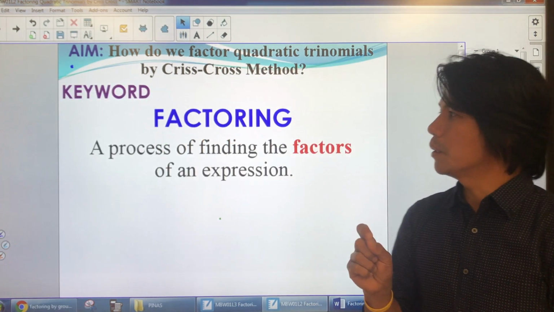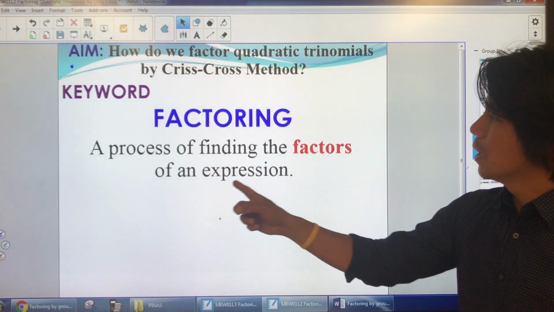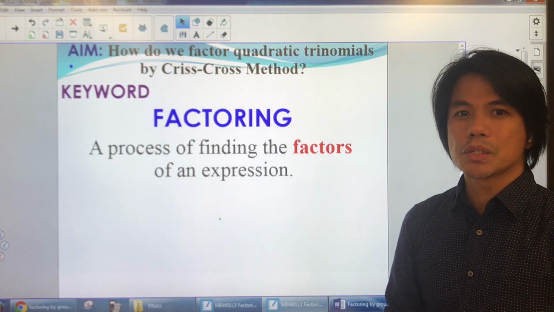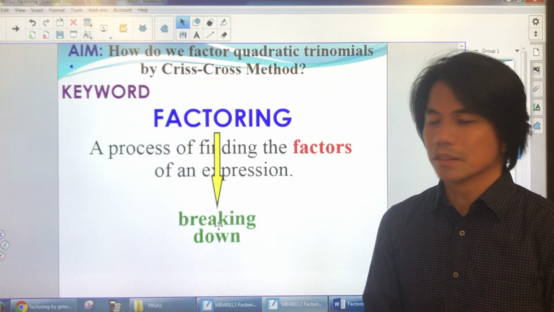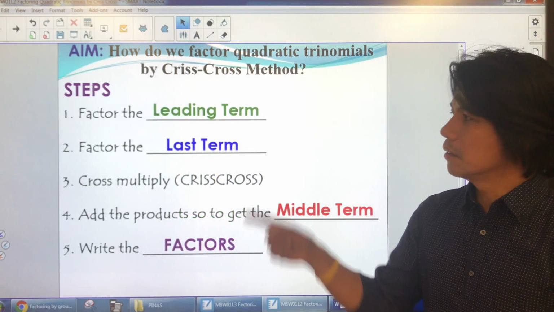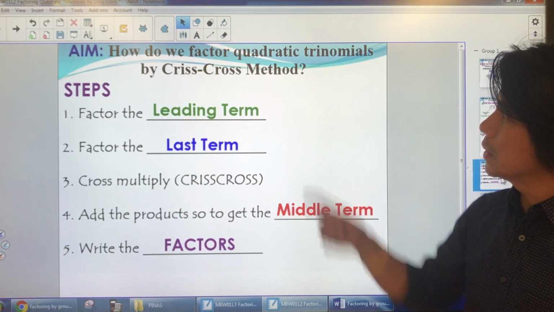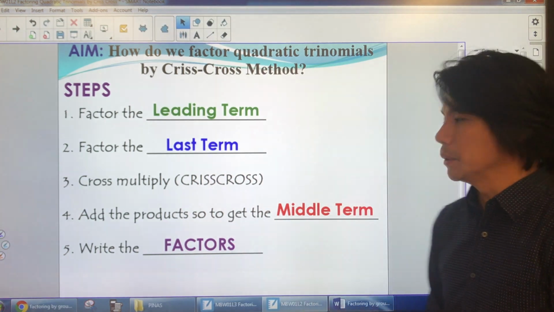Now let's have keyword, factoring. It's a process of finding factors of an expression. In layman's term, what we're going to do is to break down. So factoring is breaking down. Now these are the steps in doing crisscross method. We're going to apply these steps to our model problem.